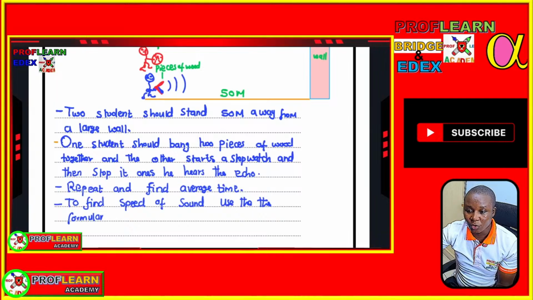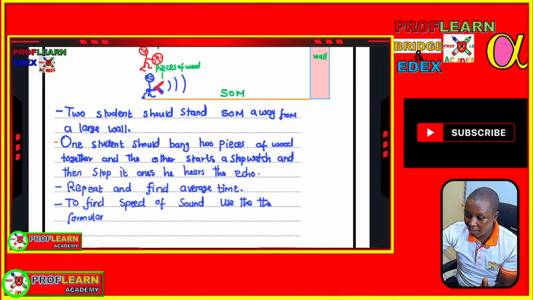Then we are going to apply the formula for speed. Speed of sound is going to be 2 times the distance from the point where they are to the wall, over the average time that has been obtained. So the formula is speed equals 2 times distance over time. The reason we are saying 2 is because this is the echo method, so the sound is going to travel to the wall and then come back. Are we together?